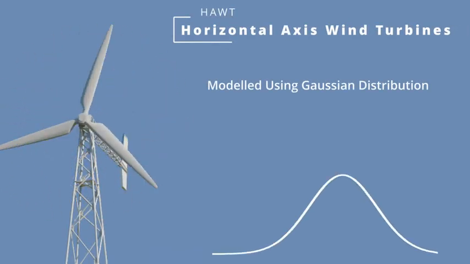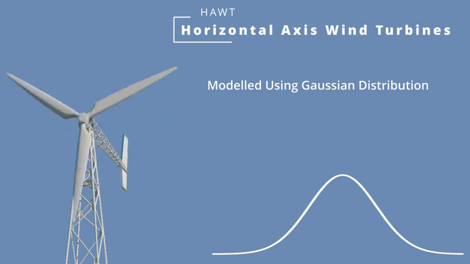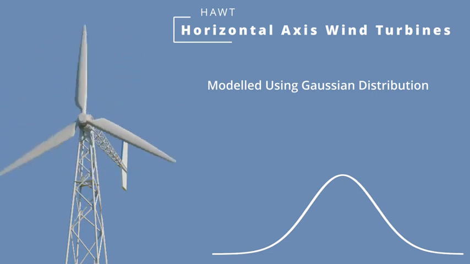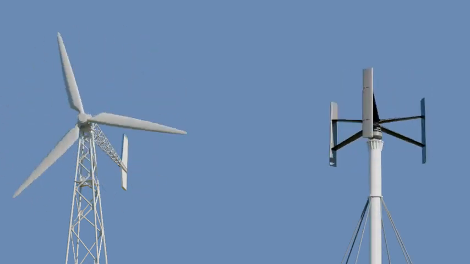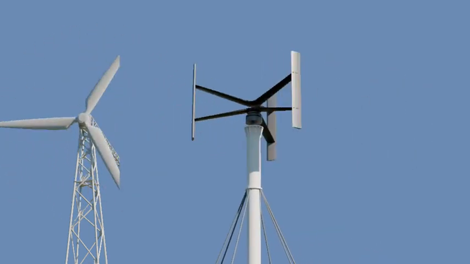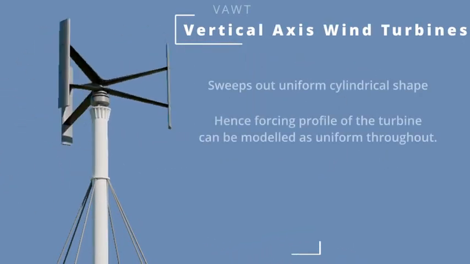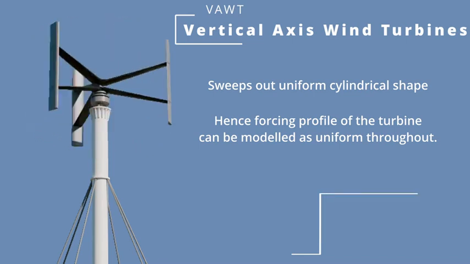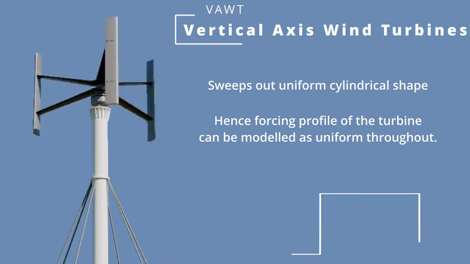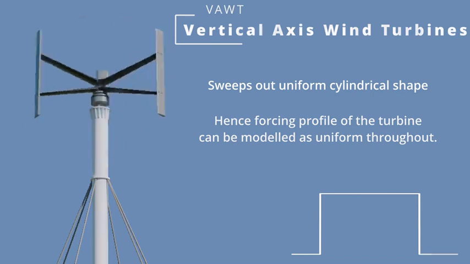In our group project, we used a Gaussian distribution to model the forcing profile of a horizontal axis wind turbine. My individual extension involves comparing a horizontal axis wind turbine to a vertical axis wind turbine. A gyro mill, as shown below, sweeps out a uniform cylindrical area. This means the forcing profile of the turbine can be modelled as uniform throughout.